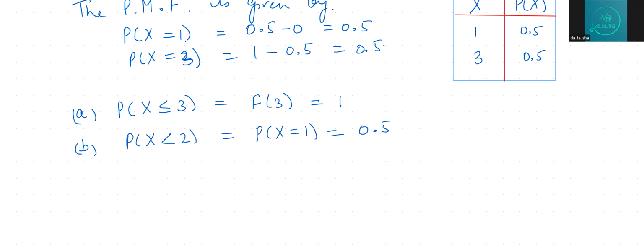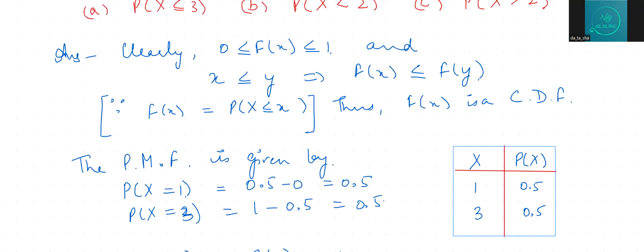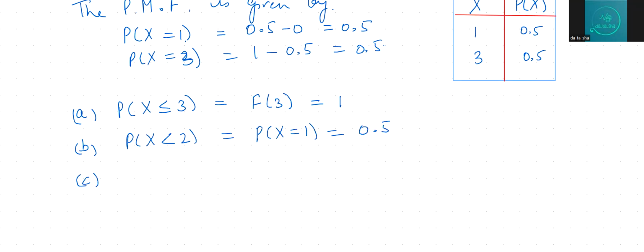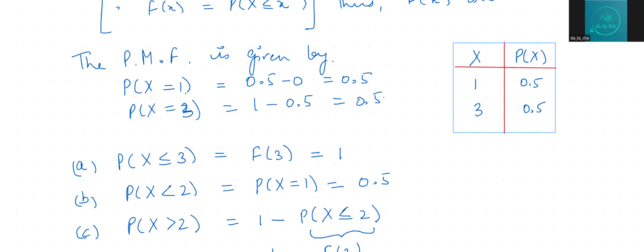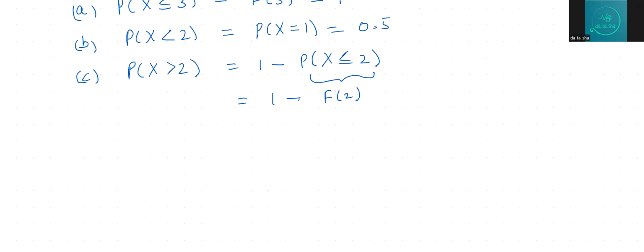Now, when we talk about the last part, which is P of X greater than 2, here we'll be talking about 1 minus P of X less than or equal to 2. So less than or equal to 2, this is nothing but F of 2. So what would be now our F of 2? F of 2 is nothing, if we talk about here, then this would be equal to 1 minus 0.5.